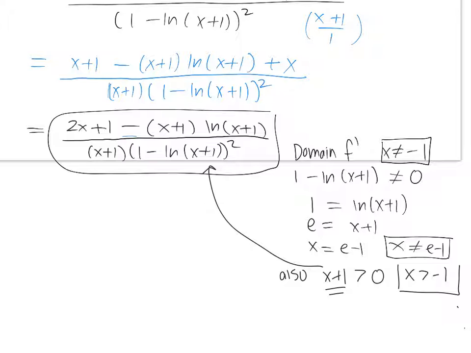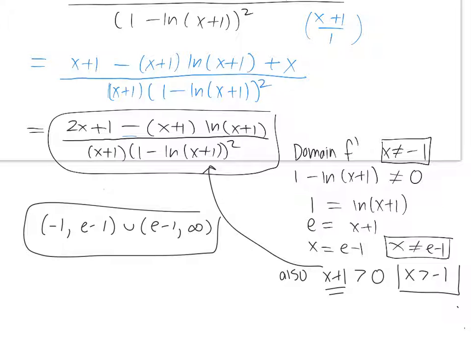So negative 1 got left out twice, right? Okay. But your interval has to also leave out e minus 1, which is about 2.71 minus 1, so 1.71. So your interval will be negative 1 to e minus 1 union e minus 1 to infinity. And that's tricky because you have to account for a lot of things there, right? You've got two things in the denominator that could be 0, plus you have an ln in the denominator. It's just kind of a lot.